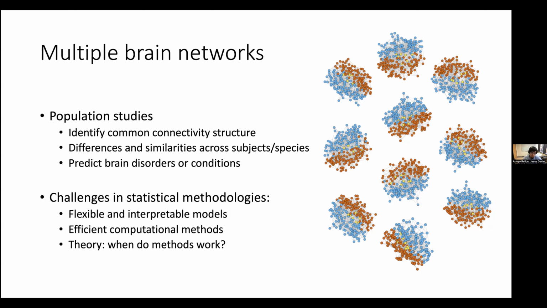Okay. Well, one of the nice features of having access to brain networks is that we can study population properties of the brain. So in particular, there are different questions of interest. For example, we may wonder what's the common structure in the brain, because essentially everybody shares the same anatomy, but we want to see which features are shared across all humans or other types of species. We are also interested in understanding differences and similarities across people, across animals, or across different types of brains, and also trying to predict brain disorders or other conditions. And well, the challenge in statistics for analyzing this type of data is that in principle, we want to have some flexible interpretable models that can tell us some information useful for us to interpret what's going on in the brain.